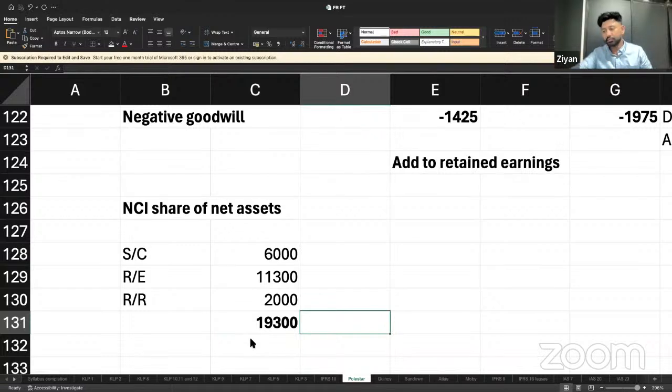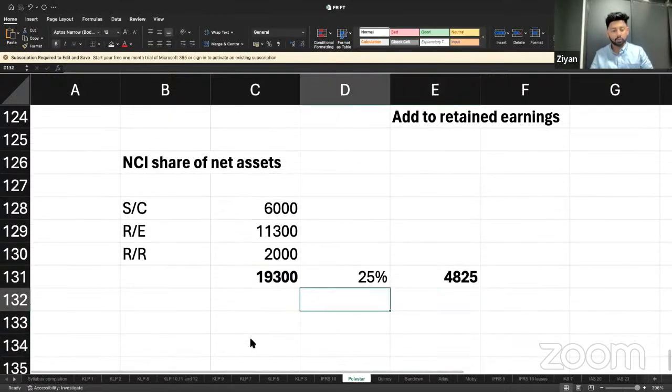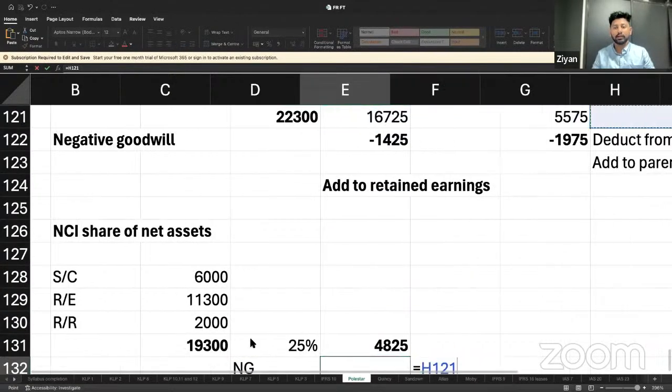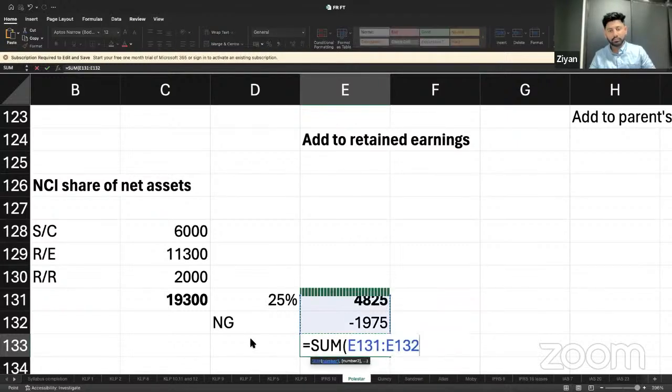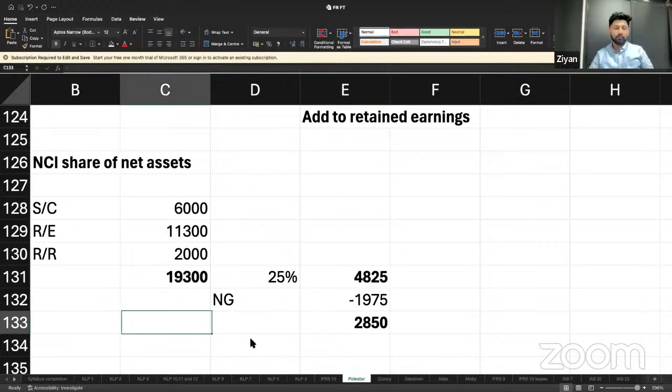19,300 into how many percent? Into 25%. 4,825. But what do I do? Negative goodwill. I have to deduct 1,975. Therefore, my sum will be 2,850. Are we clear, everybody? Are we clear? Superb. I'm done with that.